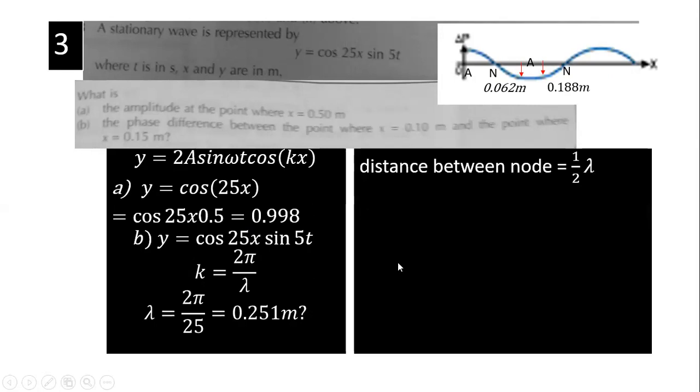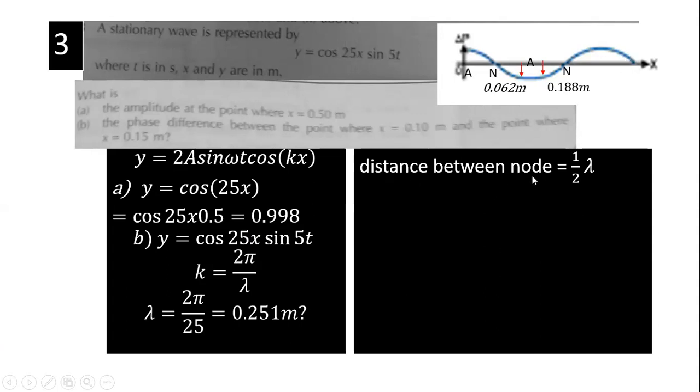So usually I prefer not to use the formula. I would prefer to know that, right? They say the phase difference between 0.1 and 0.15, right? So you just know how the equation looks like for this one. Don't bother about that one. This is a cosine graph. It looks something like that.